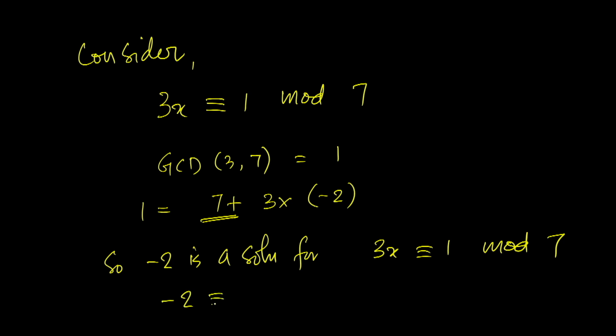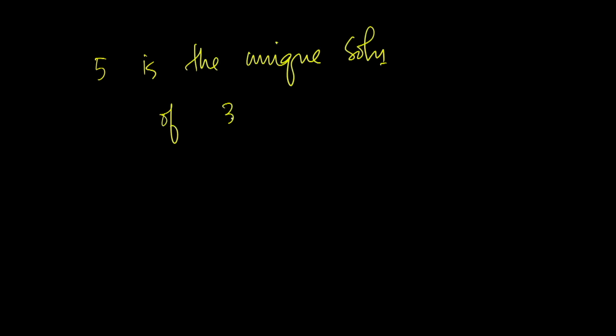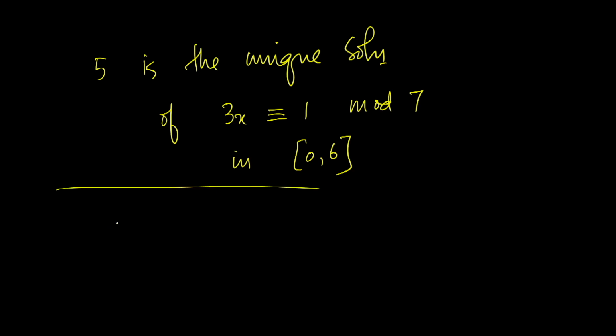But minus 2 is the same as 5 mod 7. Therefore, 5 is the unique solution of 3x is 1 mod 7 in 0 to 6. In the interval 0 to 6, 5 is a unique solution for this congruence. But what we need is a solution not for this congruence, but for 3x is congruent to 5 mod 7. This is what we want to solve.